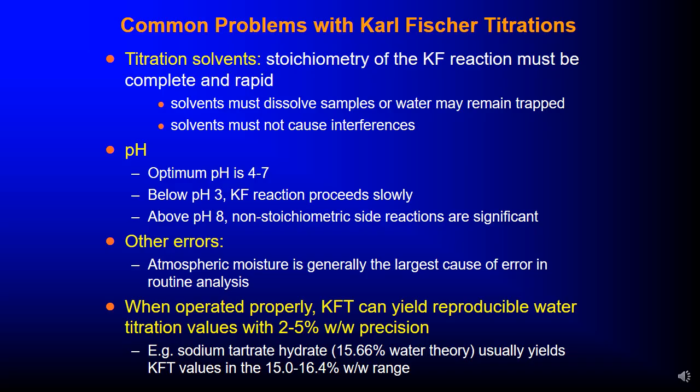So when operated properly, Fischer titrations can yield reproducible water titration values with 2 to 5% weight by weight precision. For example, sodium tartrate dihydrate usually yields Fischer values in the 15.0 to 16.4 weight by weight range.